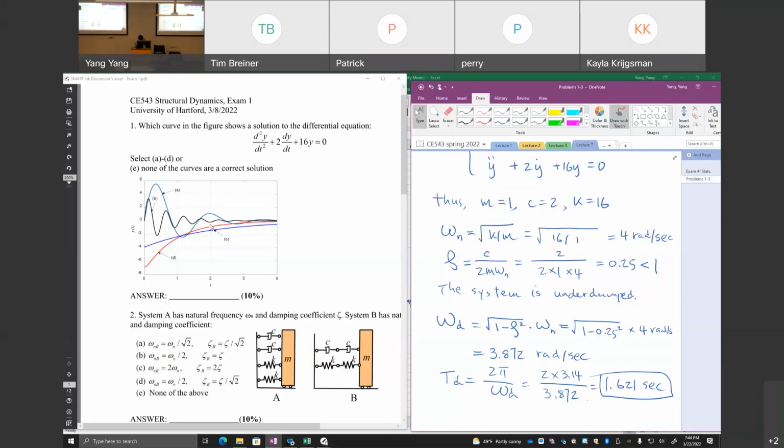So for A, the period is between 1 and 2 seconds, while for B, the period is smaller than 1 second. So the correct answer should be A over B. Does this make sense?